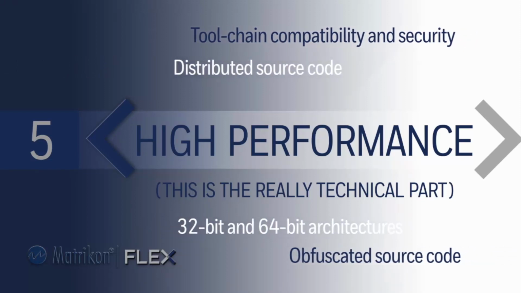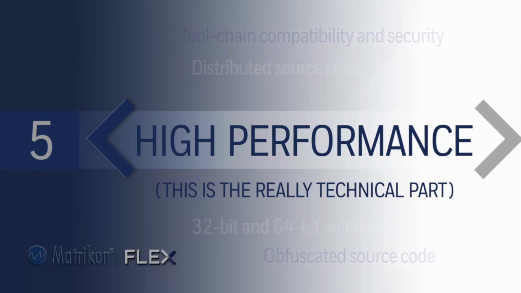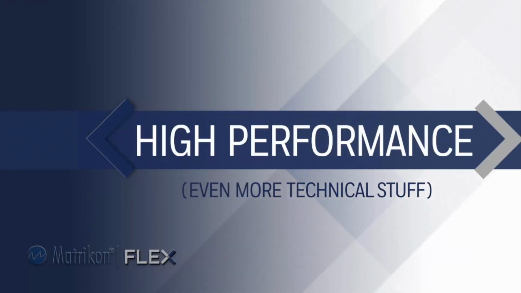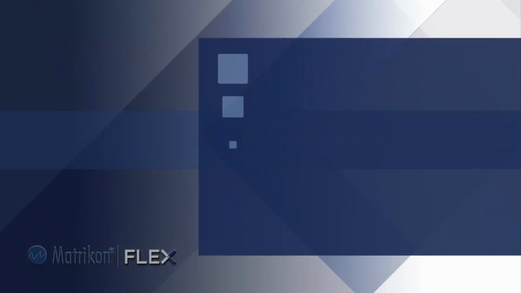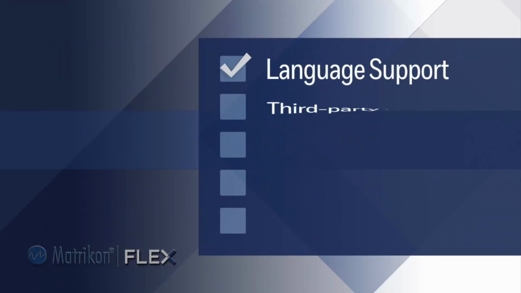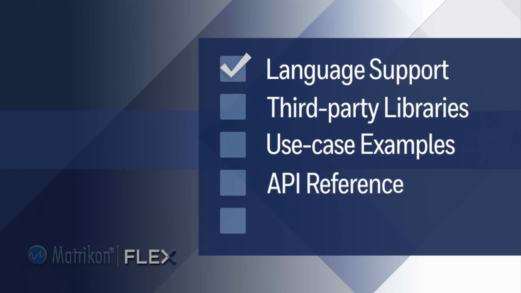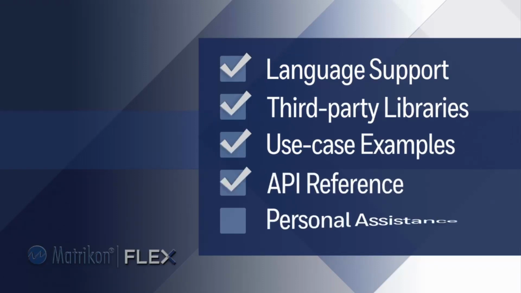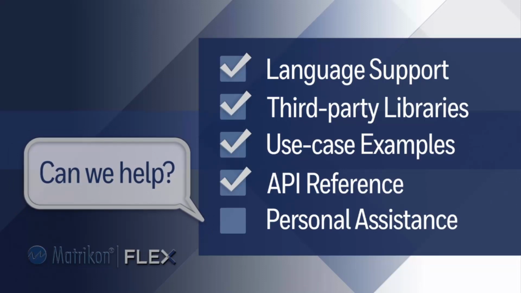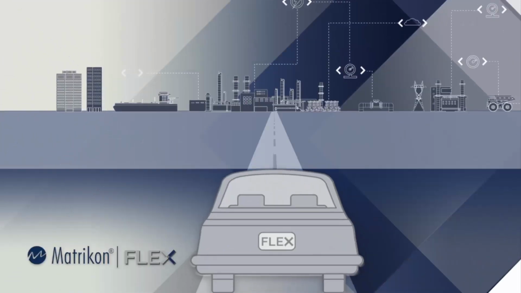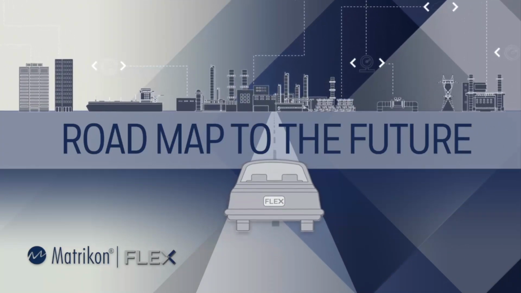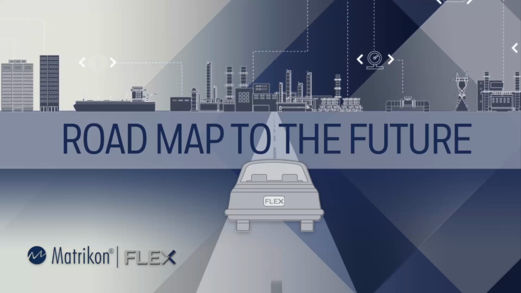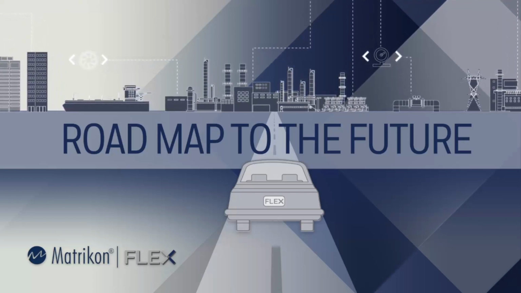We know that you want a high-performance SDK that will run on a wide range of processors, and we also know that we need to support common communication transport protocols. So we do. Plus, we check all the other boxes that reduce time and costs. Language support? Check. Third-party libraries, use case examples, and API references? Check, check, check. Personal assistance to handle your technical and business needs? Check. And a roadmap to the future? Check. You can trust that Matrikon, the world's connectivity expert, has the technical savvy and financial stability to be on your team, whatever the future brings.